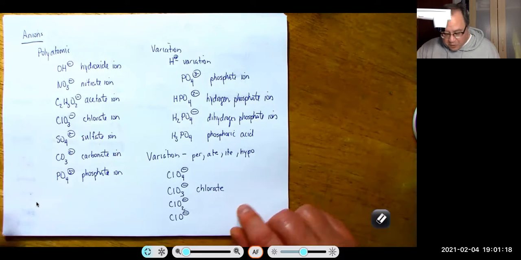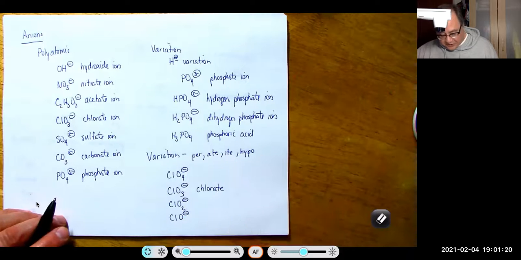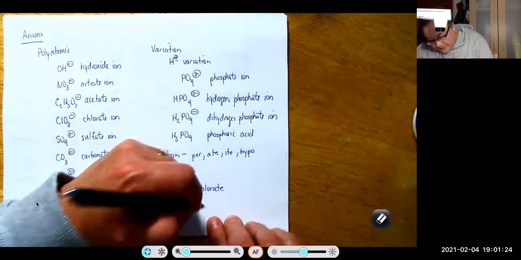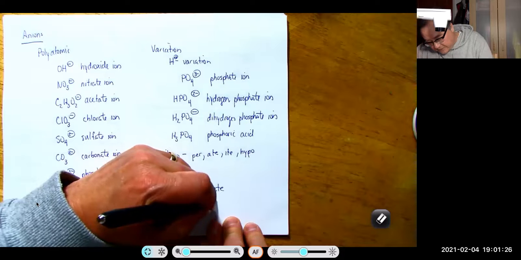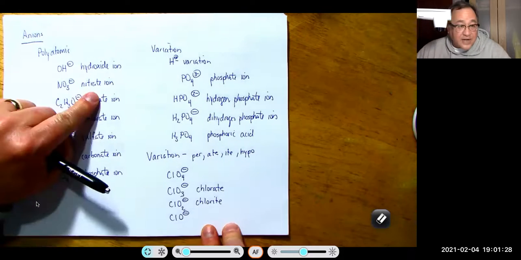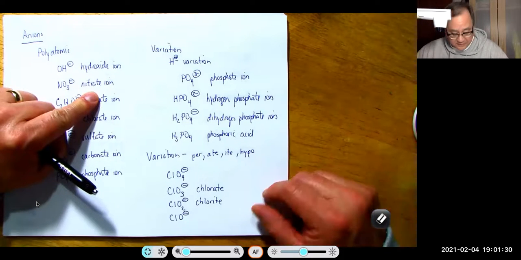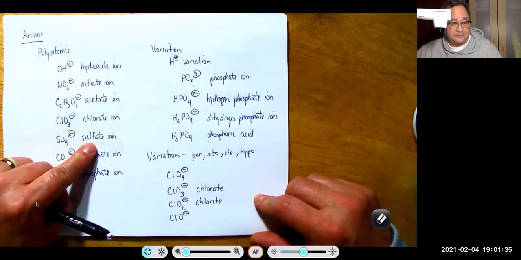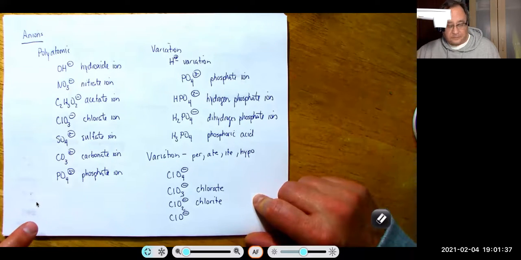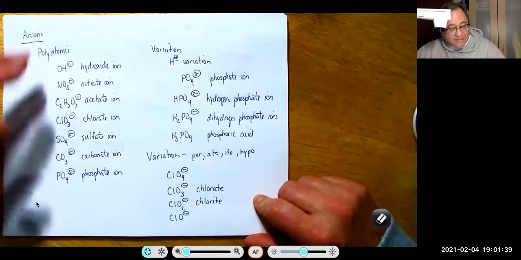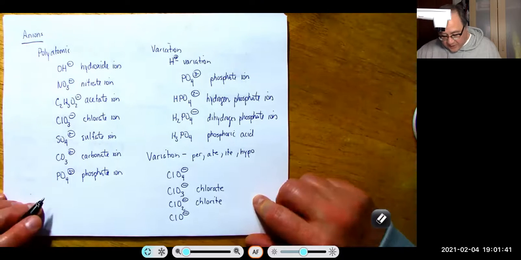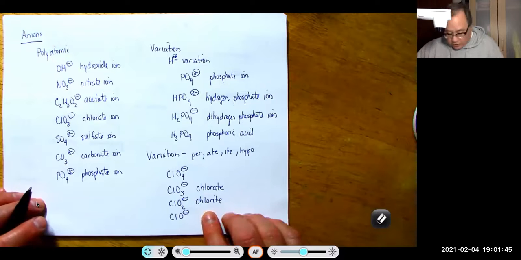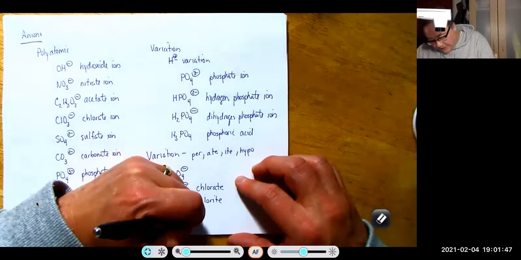So what is the per-ate-ite-hypo variation? One less oxygen, same charge, chlorite. So this nitrate has a nitrite, one less oxygen. This sulfate has a sulfite, one less oxygen. Not all of them have this variation. Now, what happens when you have one less oxygen than chlorite? You have hypochlorite.